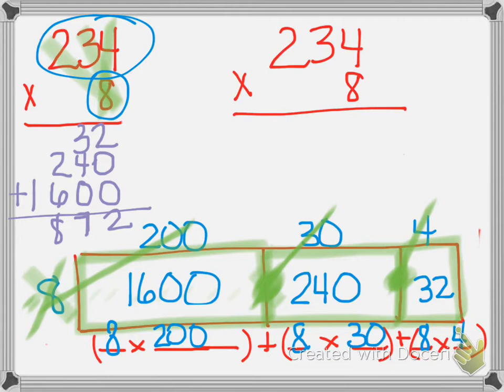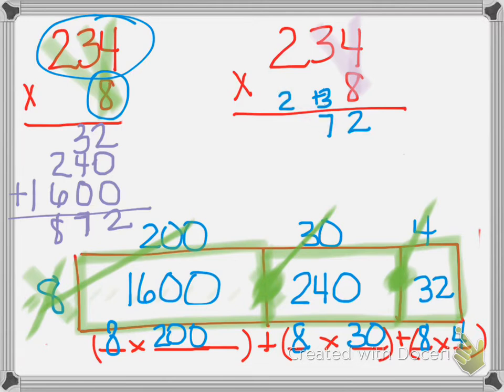All right, let's check it on our standard algorithm. All right, right here. 8 times 4, 32. 3 tens, 2 ones. 32. Right there is my 32. All right, next up, 8 times 3 tens. 8 times 3 tens is 24 tens. But I have to add on these 3 more. So 24, 25, 26, 27 tens. 27 tens. And there you can see my 27 tens.